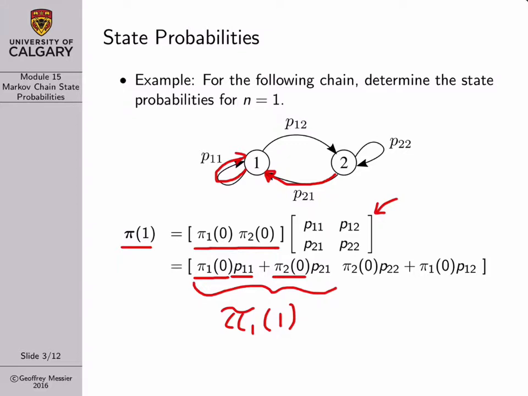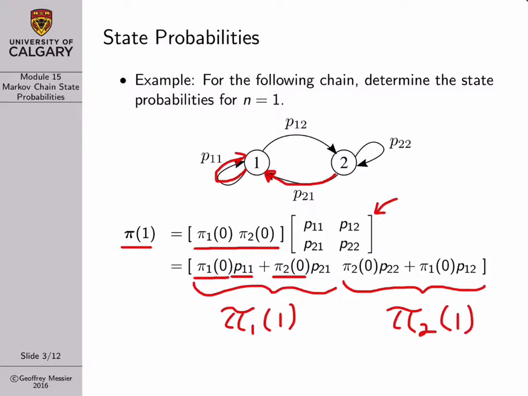So the probability that we're in state 1 after the first time step is the probability that we started out there and we loop back, plus the probability that we started out in state 2 and made the transition over. Okay, so hopefully that makes sense. And then the second element in this vector should be equal to pi 2 of 1.